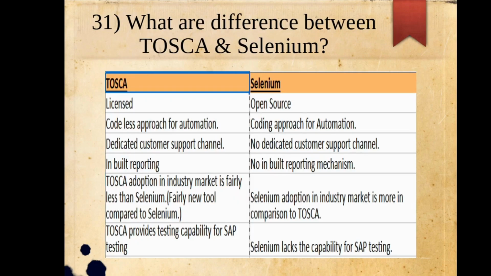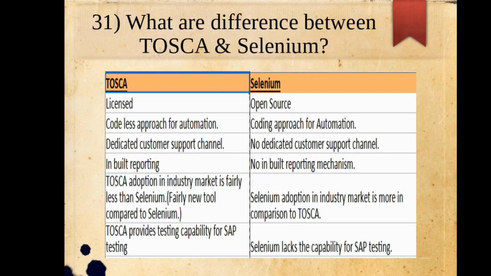Now what is the difference between TOSCA and Selenium? Here I've tried to list down a few of the differences. TOSCA is licensed, Selenium is open source as we all know. TOSCA uses a codeless approach for automation while Selenium uses a coding approach. Since TOSCA is licensed, we have a dedicated customer support channel. In case of Selenium, we have to go with the open source community portal, so there is no dedicated customer support channel. We have inbuilt reporting capabilities in TOSCA, however we lack that in Selenium.